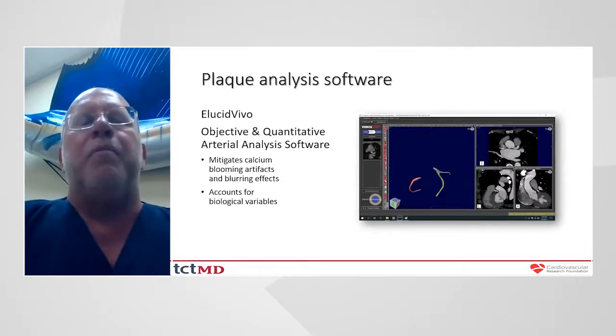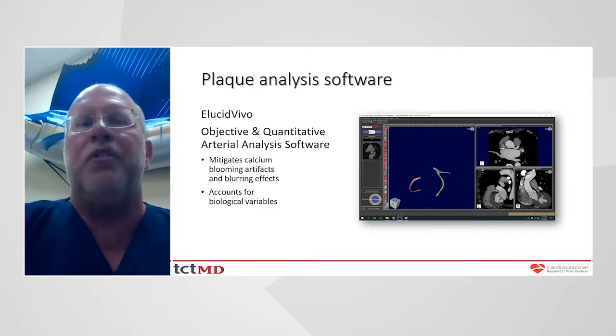Now, how can we make that better? How can we really make sure that we extract all the information that is inherent in a coronary CTA dataset? I think one of the most advanced software packages in this quest is what is now called ElucidVivo, which was VASC app in the past. It is an objective and quantitative coronary artery analysis software. It has a lot of advantages and features that help us overcome some of the Achilles heels of coronary CTA.